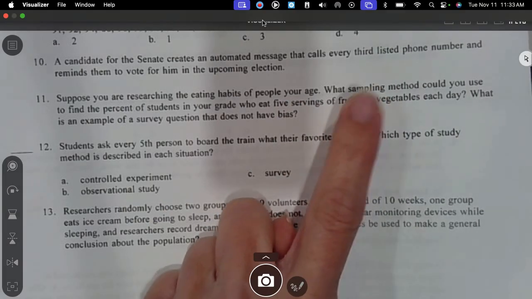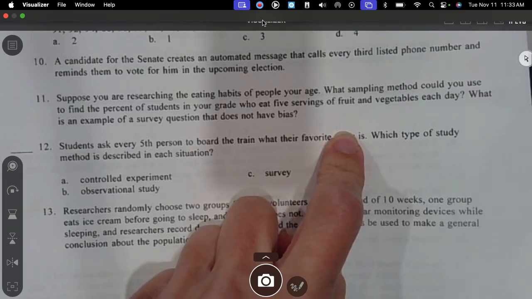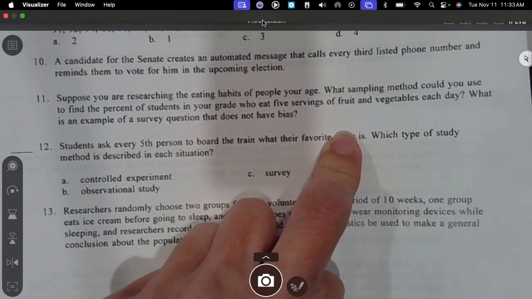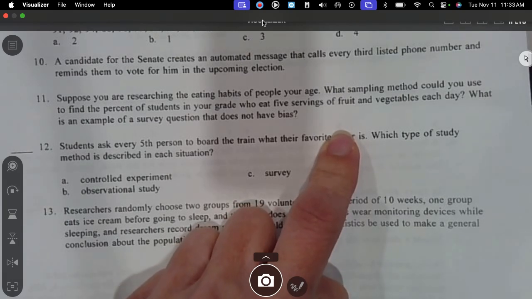It does say what sampling method could you use, and then what is the survey question that you would use. That's the only two things. So if you put convenience, how many servings of fruits and vegetables do you eat each day? Or maybe you put systematic, how many servings? Or maybe you put self-selected. Maybe you put that. They're going to fill out a Google form if they want.